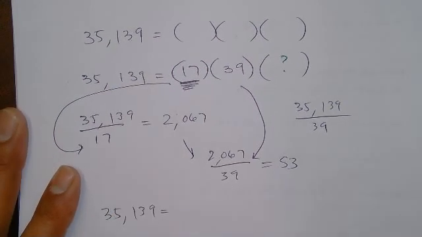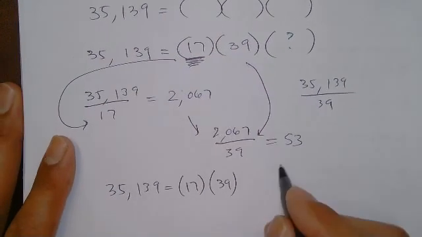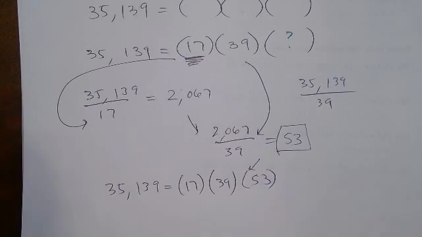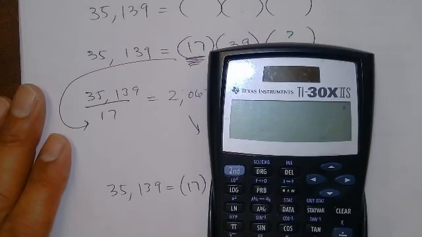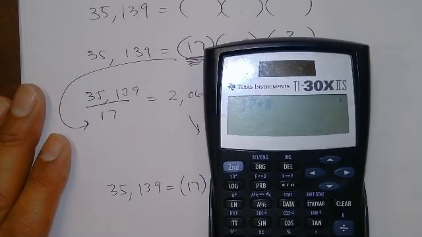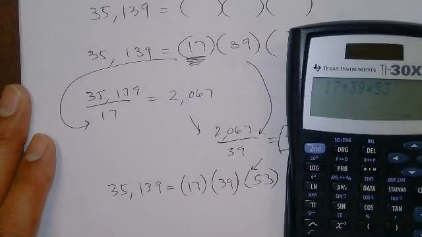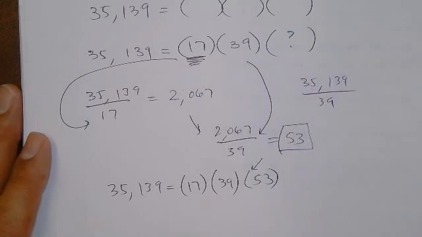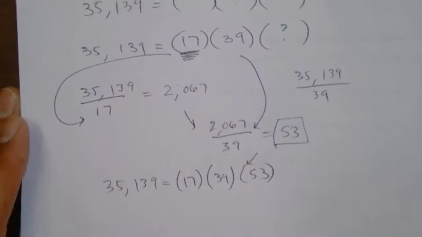So it should be true that 35,139 is the product of 17 times 39 times what? We just found our last factor is 53. Does that make sense? Let's see if that's true. 17 times 39 times 53. Oh, there it is. 35,139.